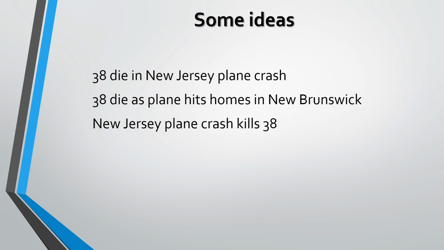So let's take a look at some of these headlines that are possible for this story. Taking a straight news approach. 38 die in New Jersey plane crash pretty much sums it up. For a local paper, it might be 38 die as plane hits homes in New Brunswick, because the proximity to readers to New Brunswick would probably be greater than on a regional or national or statewide basis. And finally, the standard New Jersey plane crash kills 38. Now let's take a look at this story.